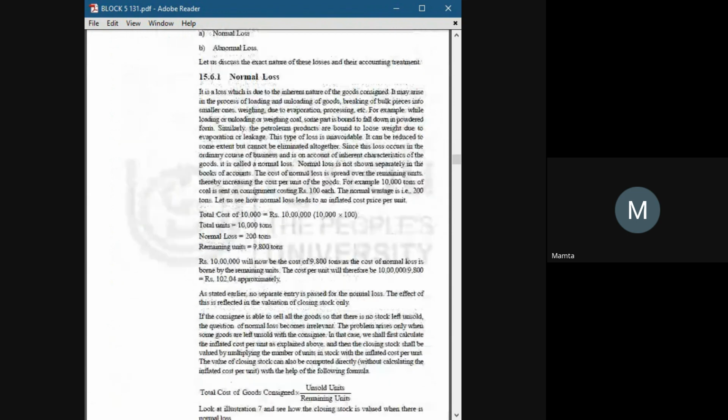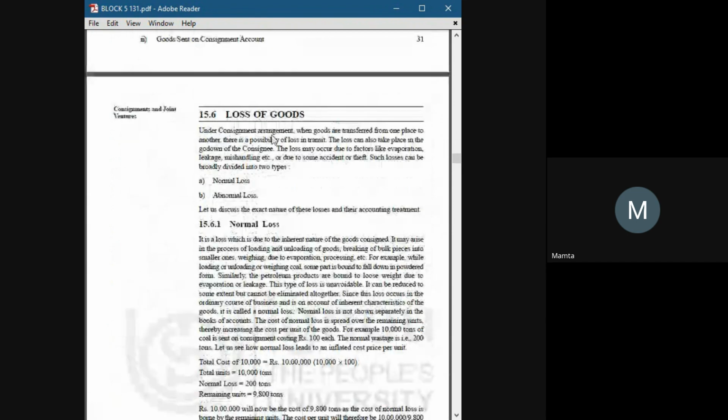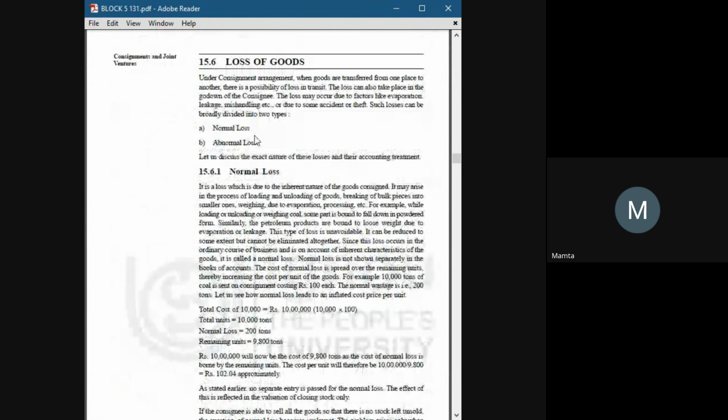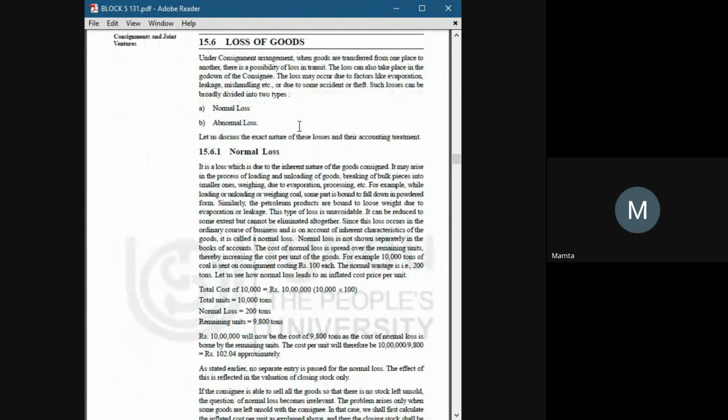Coming to the loss of goods. Loss can be of two types: normal loss or abnormal loss. Either normal or abnormal.